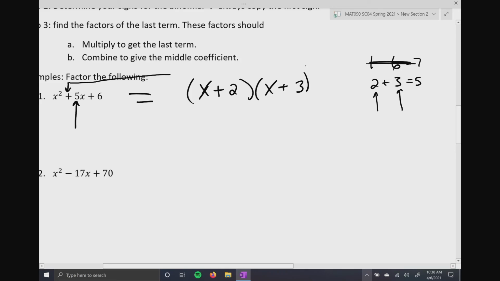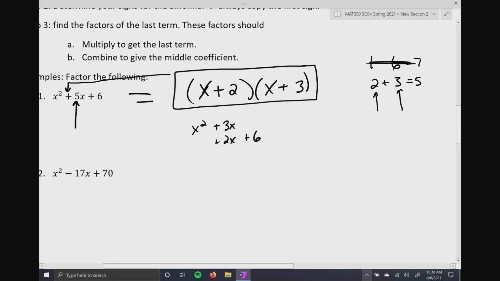I mean, if you think about it, you could check yourself by distributing. x times x is x squared. x times 3 is plus 3x. 2 times x is plus 2x. 2 times 3 is 6. And when you combine everything, you get x squared plus 5x plus 6.